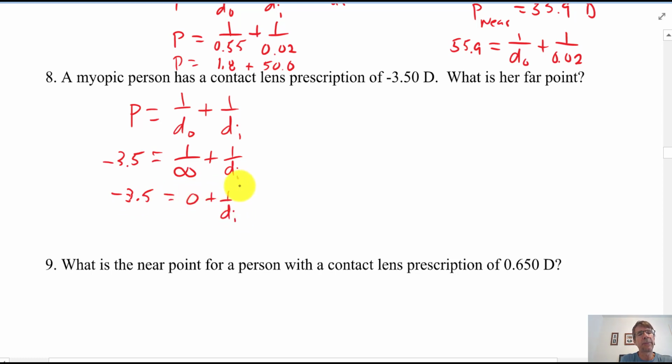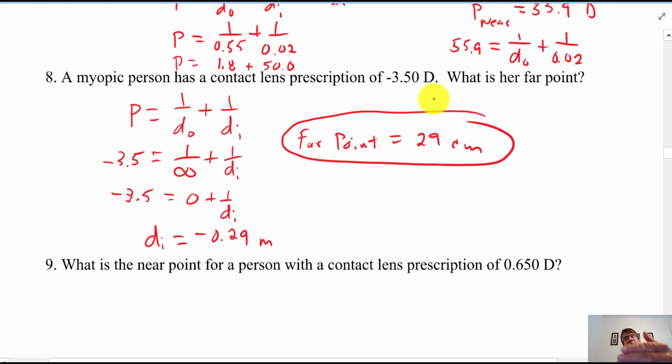So 1 over d sub I is negative 3.5, so take the reciprocal of that, and you get negative 3.0. No, you don't get negative 3.0. You get negative 0.29, which is 29 centimeters. So your far point is 29 centimeters. I mean, 0.29 meters is 29 centimeters.